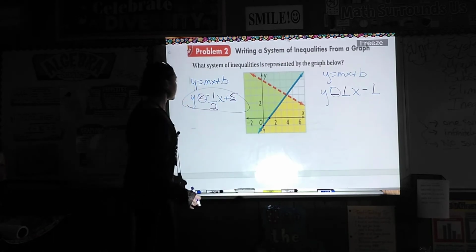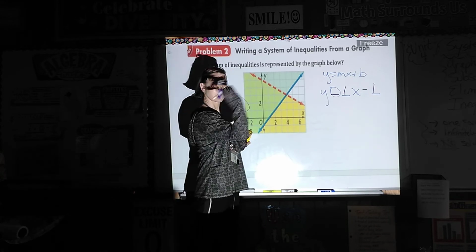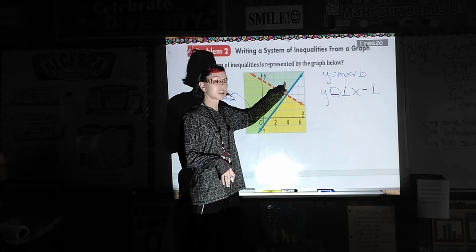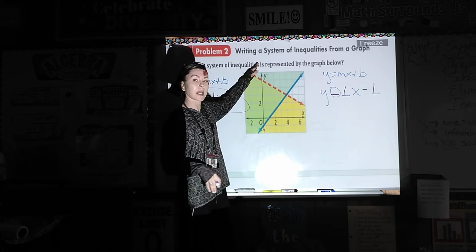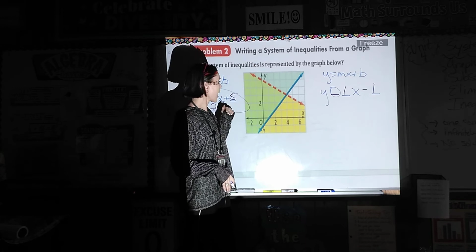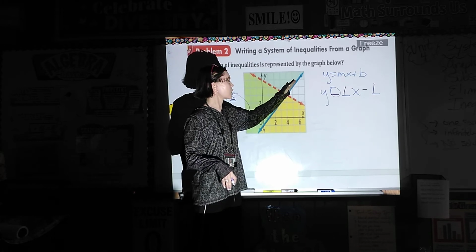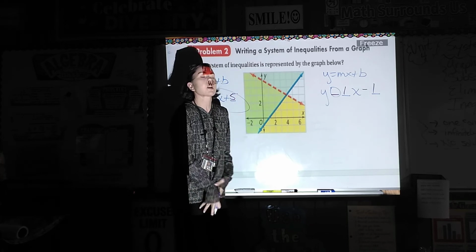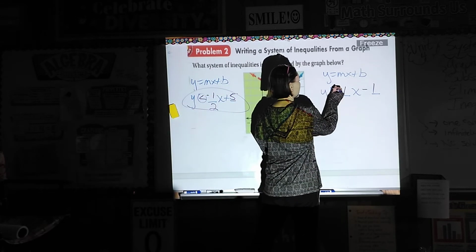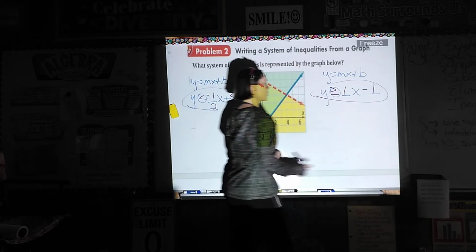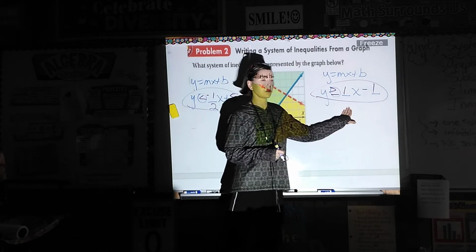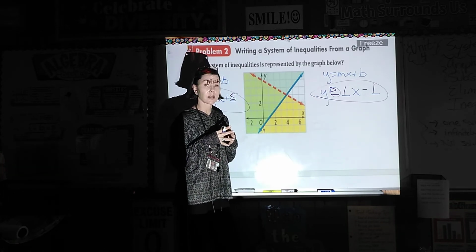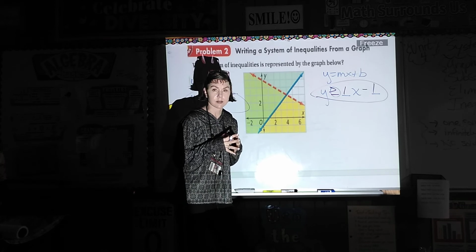Now, all we have to do is figure out the alligator. So, here's the blue. The shading is happening above the line, right? So do I think the shading that's above this line is greater than or less than the line? Greater than. Okay, so here you go. And you just wrote 1 and 2. You wrote the system of linear inequalities that this graph represents.